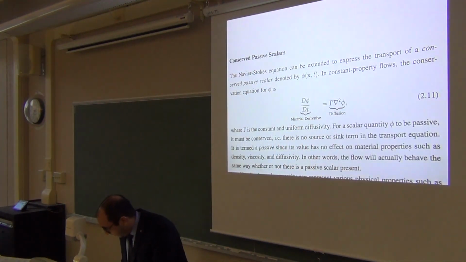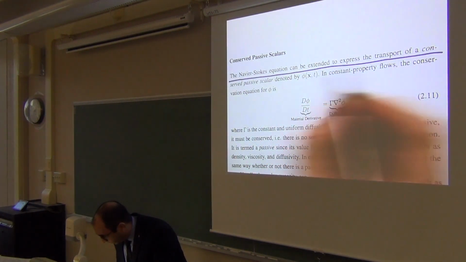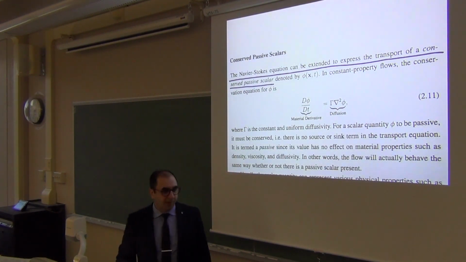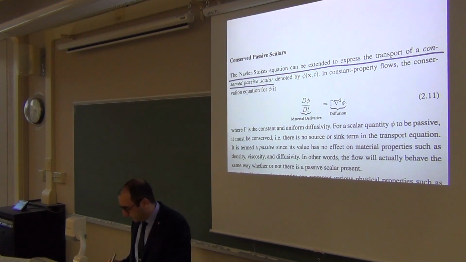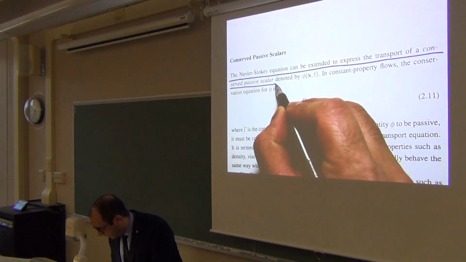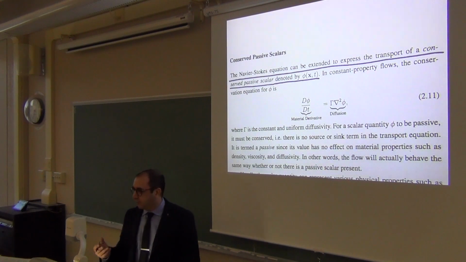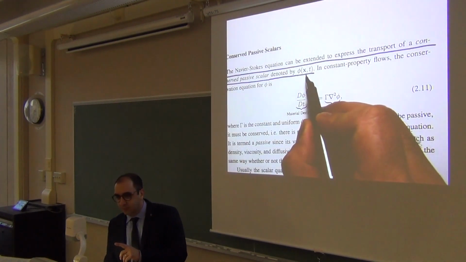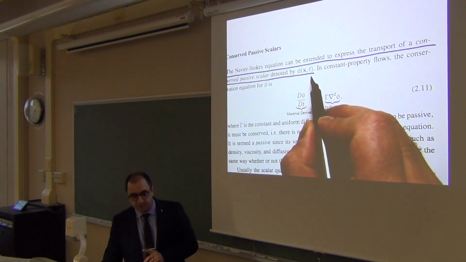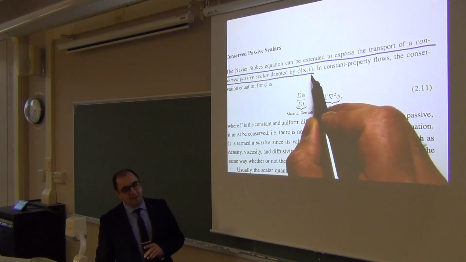The Navier-Stokes equation can be extended to express the transport of a conserved passive scalar. So think of it as some sort of pollution or chemical or substance. It could be CO2 released from my speaking in this room or your breathing. We designate the term phi for the passive scalar. Think of it as concentration. Concentration of CO2 in this room is something at any location and time. So x is the position vector, t is time. So phi would depend on both space and time.